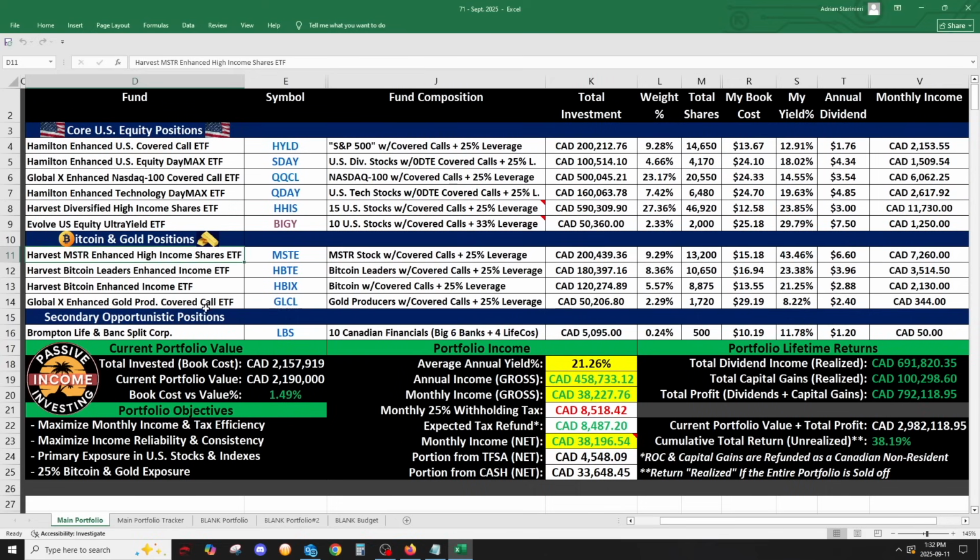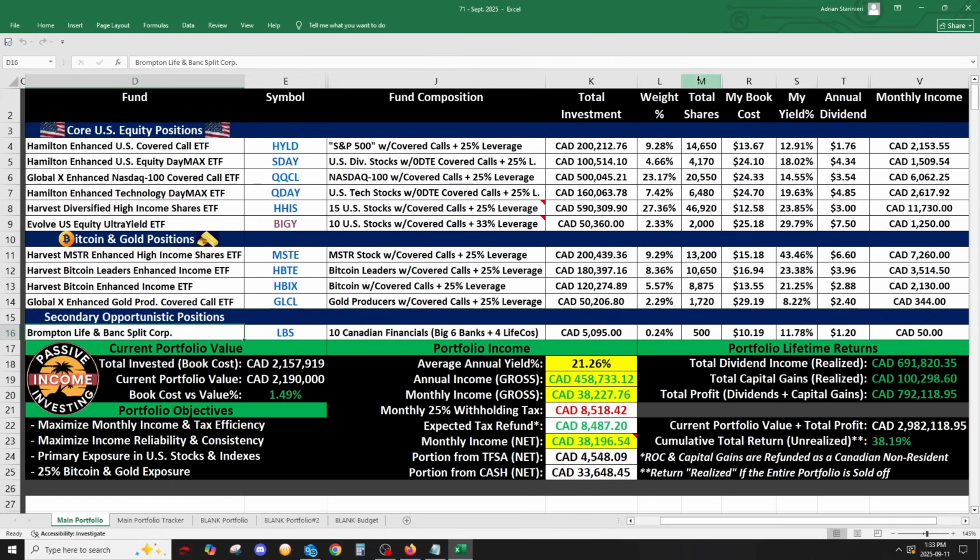And last but not least, I decided to add LBS as a secondary opportunistic position, exclusively in the TFSAs. I don't want to go through it in detail, but I'm a non-resident in Canada, which means I always try to look for things that only give capital gains and ROC in my biggest account by far, the joint cash account. So LBS, because it has Canadian financials, sometimes it does have eligible dividends. It has a lot of ROC and capital gains, but sometimes it has eligible dividends. Also, it's going to be a minor position, so I have it exclusively in my TFSA.